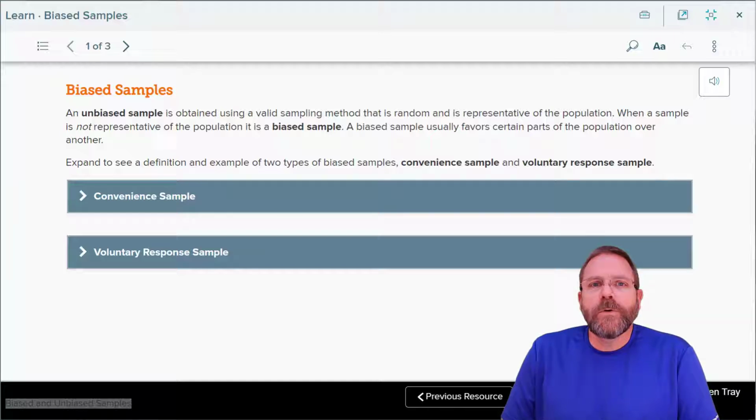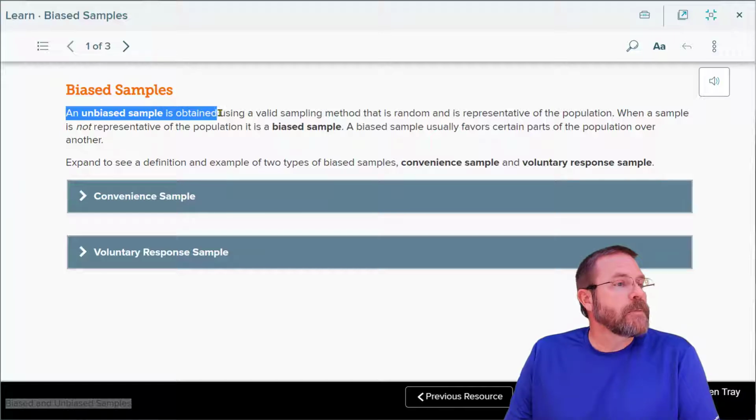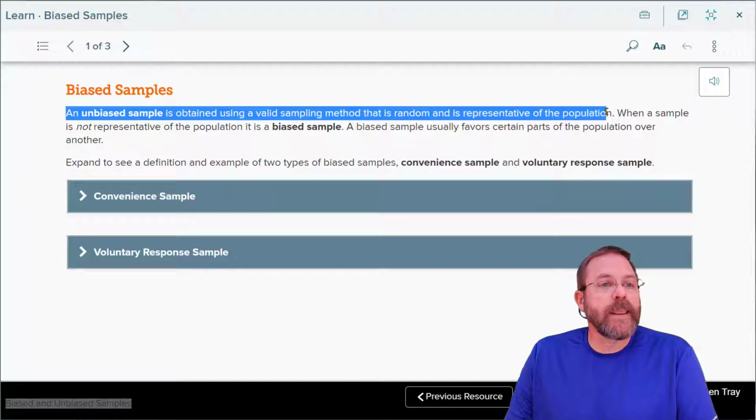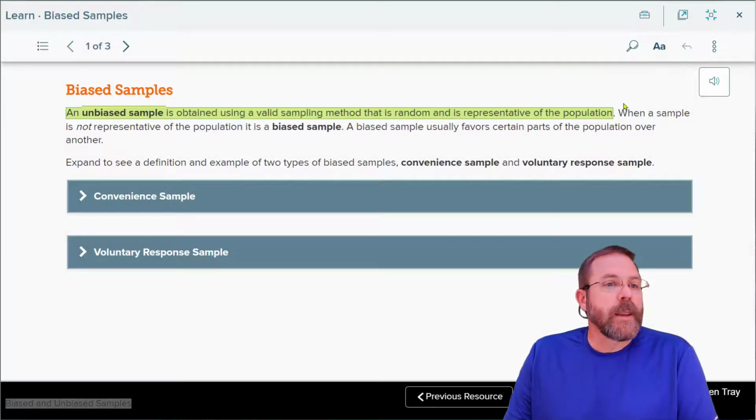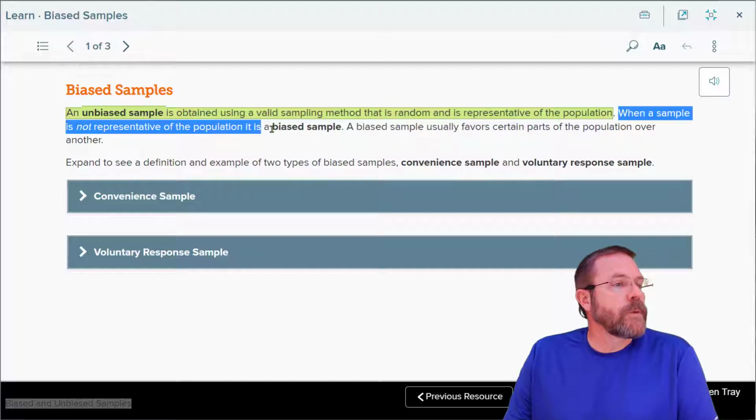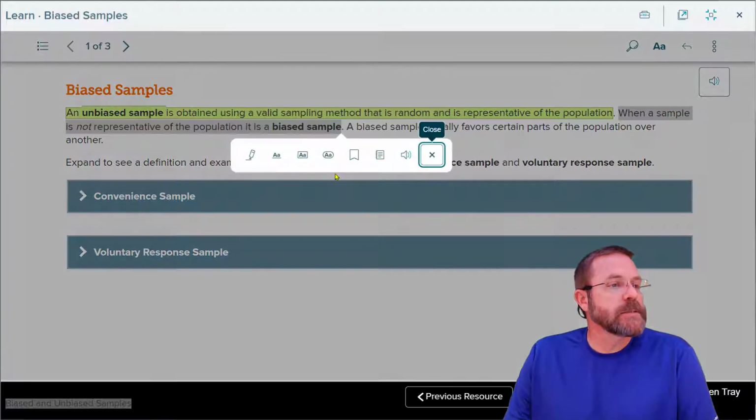Welcome back to part 2 of Module 11, Lesson 1, where we continue our study of biased and unbiased samples. Now we're going to get into those particular definitions, with an unbiased sample being obtained using a valid sampling method that is random and representative of the population. Sampling a non-representative population is going to be a biased sample.